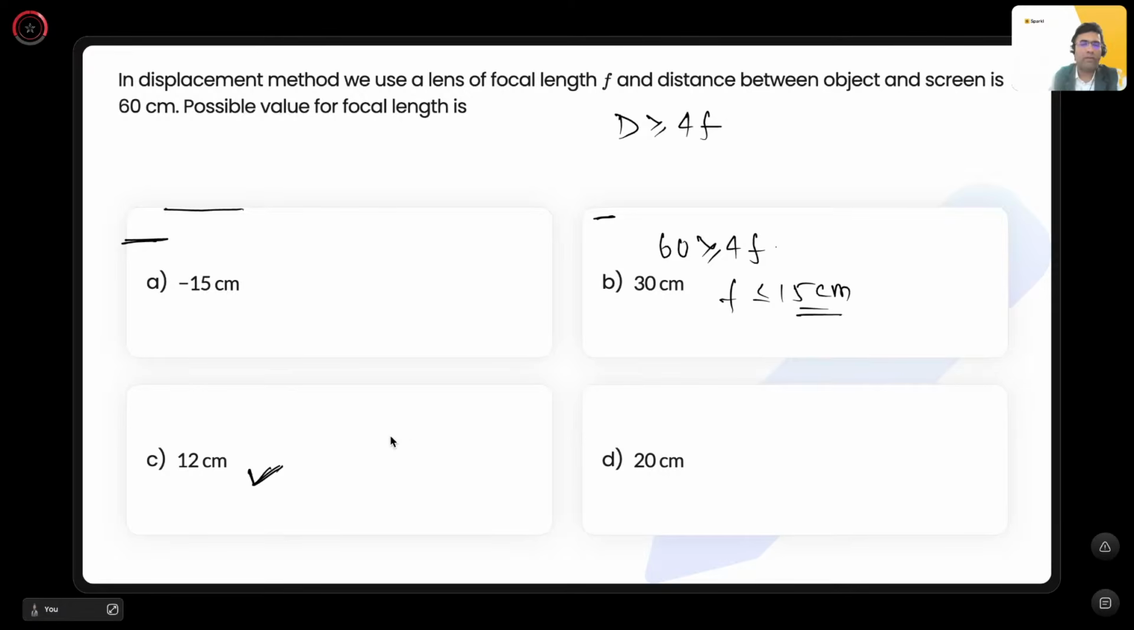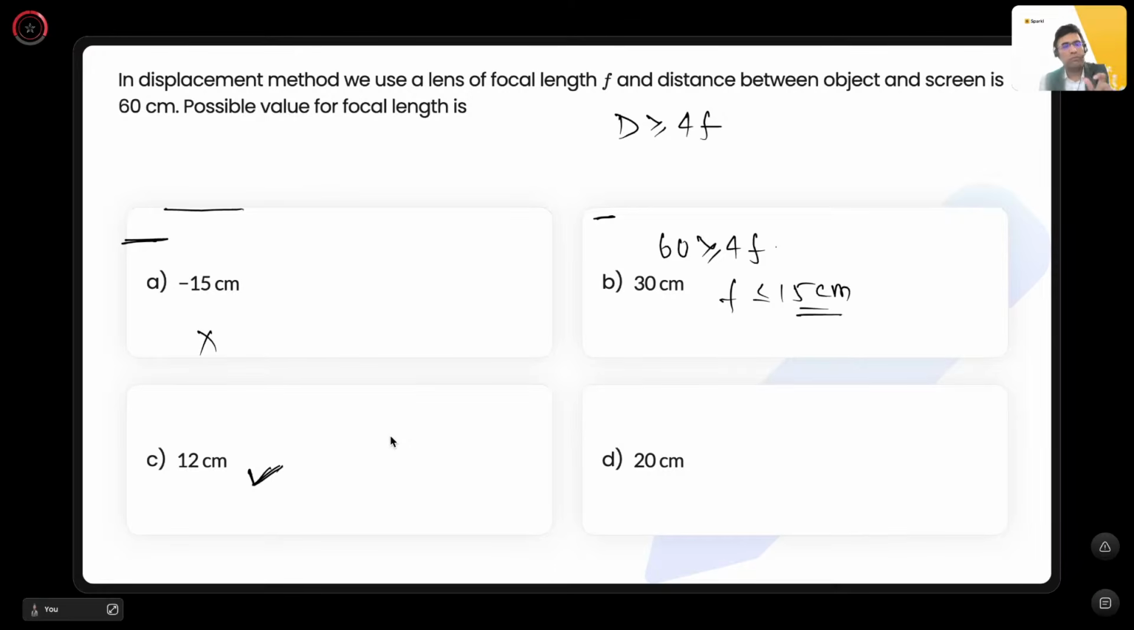Now, why can't we have 15? Because minus 15, we can have plus 15, but we cannot have minus 15 because minus 15 will be the focal length of a concave lens. And in this method, to form a real image, we need a convex lens. All right. So don't get trapped over here that minus 15 can also be the answer. It can't be the answer. If it was plus 15, anything equal to or less than 15 will be our answer.